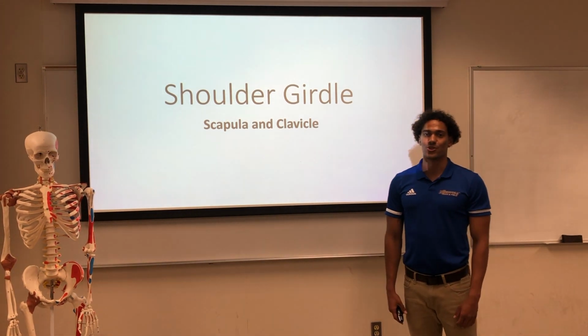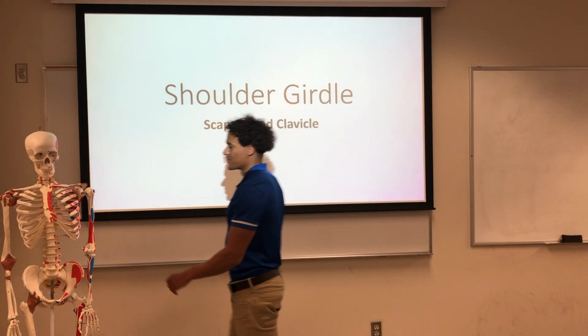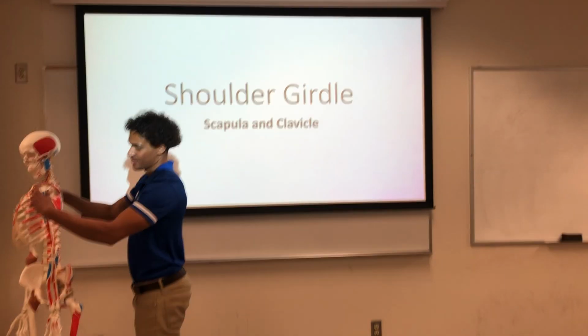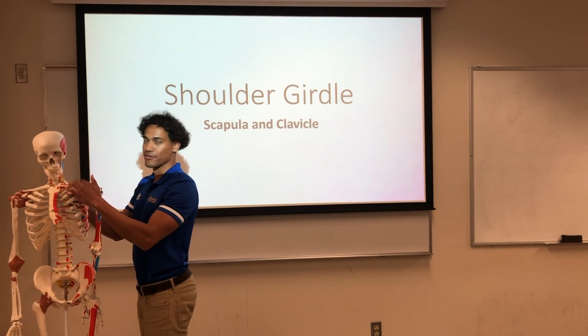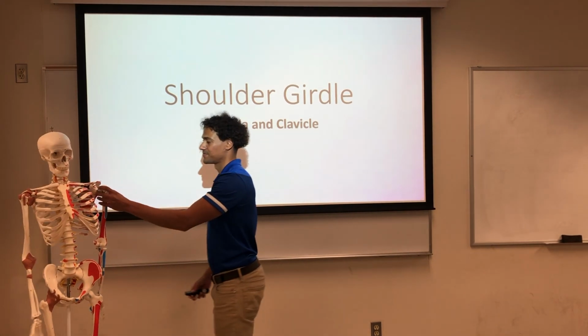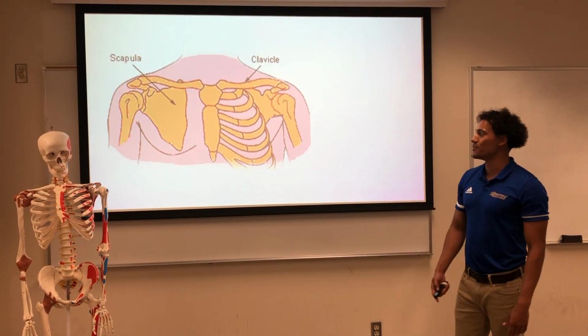Today we're going to talk about the shoulder girdle. The shoulder girdle is made up of the scapula, attached to the spine, and then we have our clavicle right up front. Again, here's an image of those two bones.